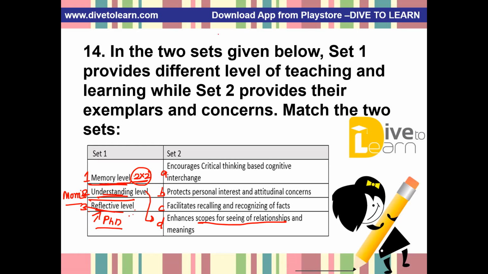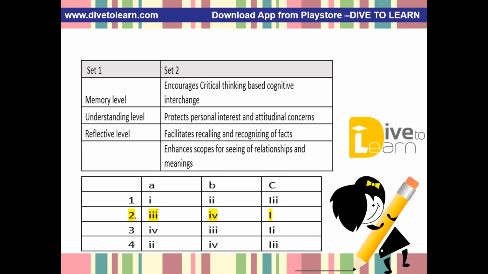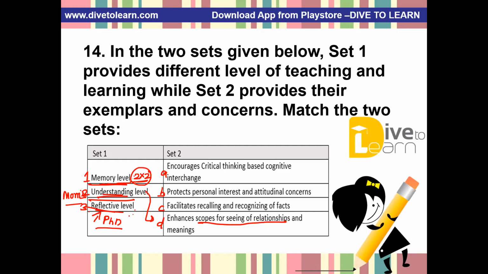The answers are 2D, 3A, 1C, 2A. Let's match it up. Reflective is critical thinking, memory level is C and understanding is D. Personal interest and attitudinal concern is not a part of the three levels of teaching. Yes, most of you got it right.